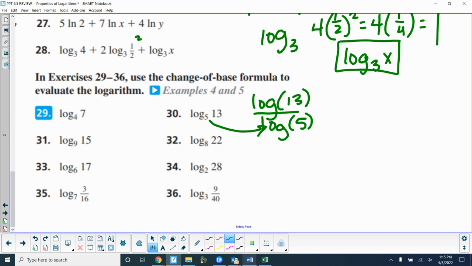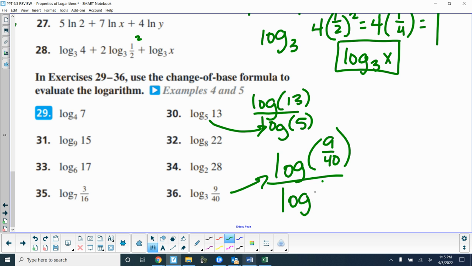34 is log of 28 divided by log of 2. Again, just put this in our calculator, and that's 4.807. And for 36, it's log of 9/40, so you just put that in there like that. Make sure you close it off, and then divide it by log of 3. Just put it in like a fraction like that. You get negative 1.358. Okay? Questions? Simple, right? You guys can do it, no problem.